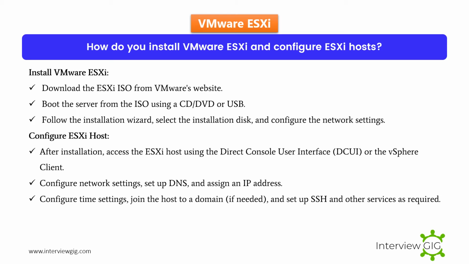Configure ESXi host. After installation, access the ESXi host using the Direct Console User Interface, DCUI, or the vSphere client. Configure network settings, set up DNS, and assign an IP address. Configure time settings, join the host to a domain, if needed, and set up SSH and other services as required.